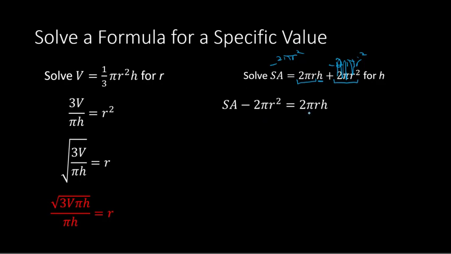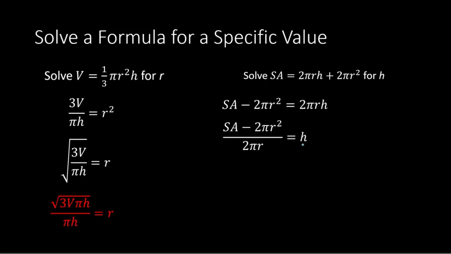equals 2 pi r h on the right. Now to solve for h, from here, we just need to get rid of the 2 times pi times r. We take care of that by dividing by 2 pi r. So we divide both sides by 2 pi r. Right side we have h, left side we have the surface area minus 2 pi r squared, and all that is over 2 times pi times r.